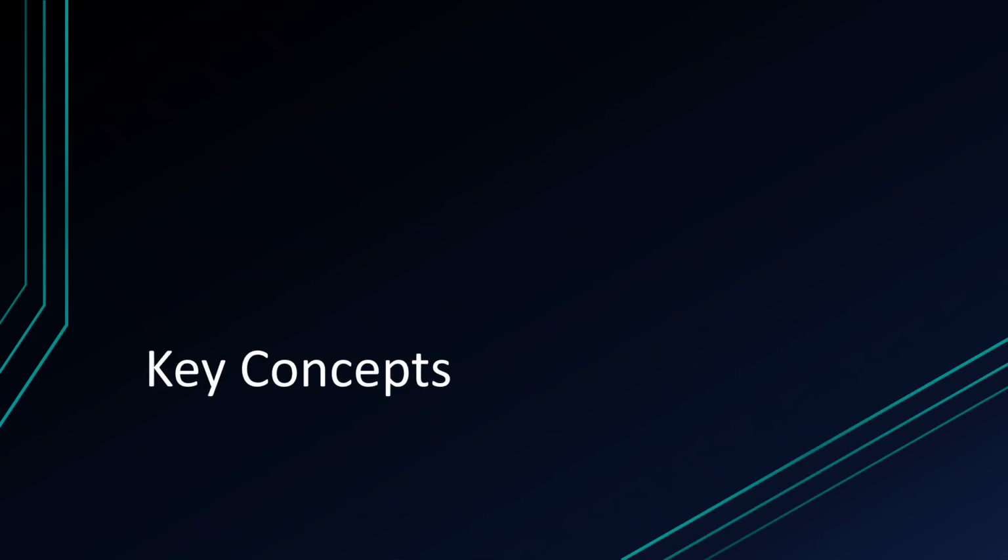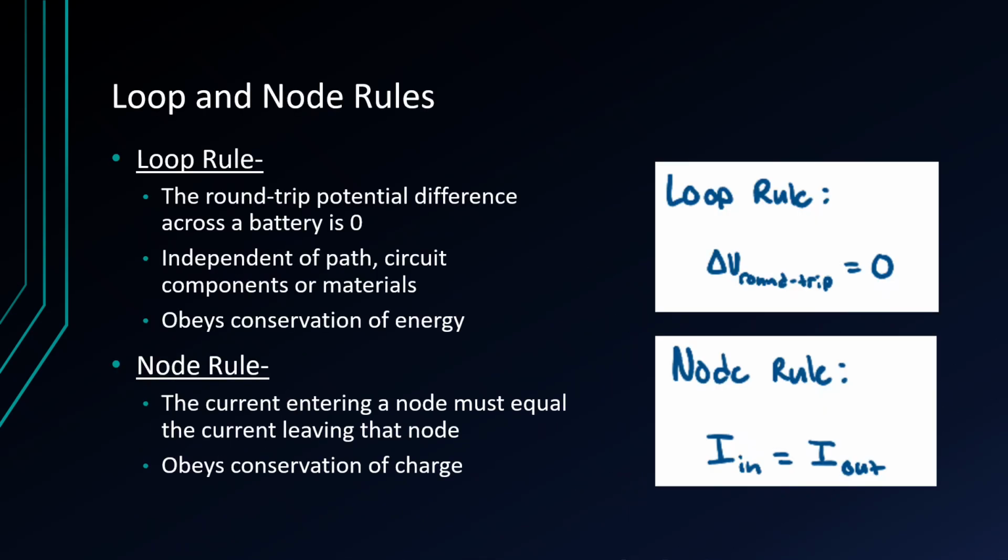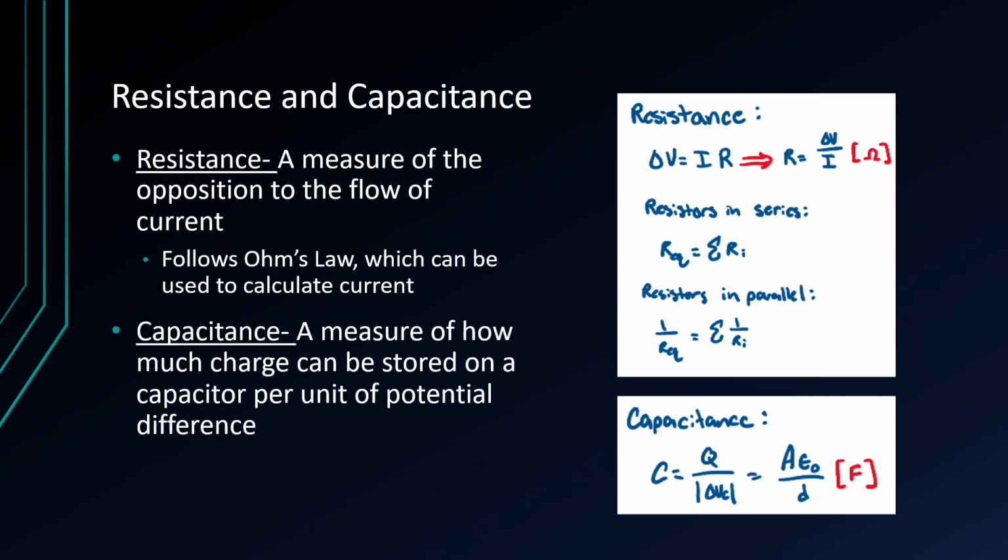So some key concepts for this lab are the loop rule and the node rule. The loop rule basically says that the round-trip potential difference across a battery is 0, independent of the path, the circuit components or materials, and this obeys conservation of energy. And the node rule states that the current entering a node must equal the current leaving that node, and that obeys conservation of charge.